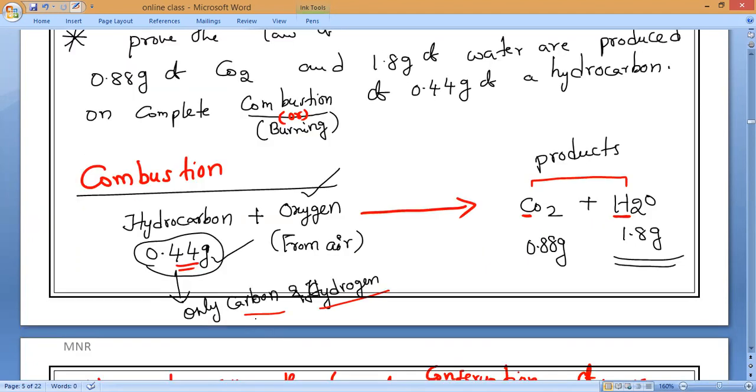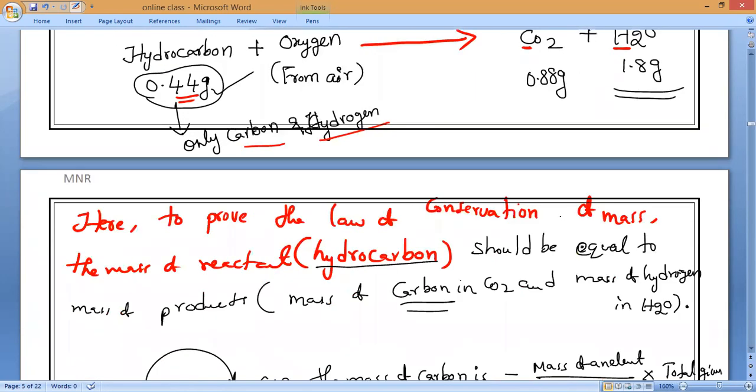This is the question. They are asked to prove that the hydrocarbon mass is 0.44 grams. If I go with the combustion reaction, meaning burning, then we get two products, carbon dioxide and water. Of course, oxygen is not counted. They are asking us to prove the law of conservation of mass for the hydrocarbon, which means only carbon and hydrogen are present. If their mass is the same on the product side also, then we prove the law of conservation of mass. So with the help of the composition of a compound, we have to prove that.